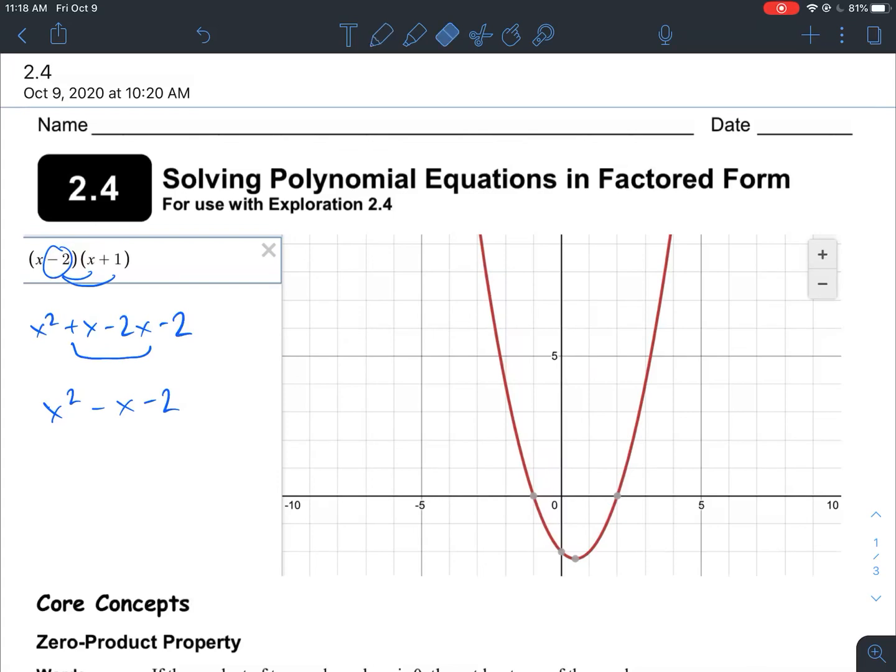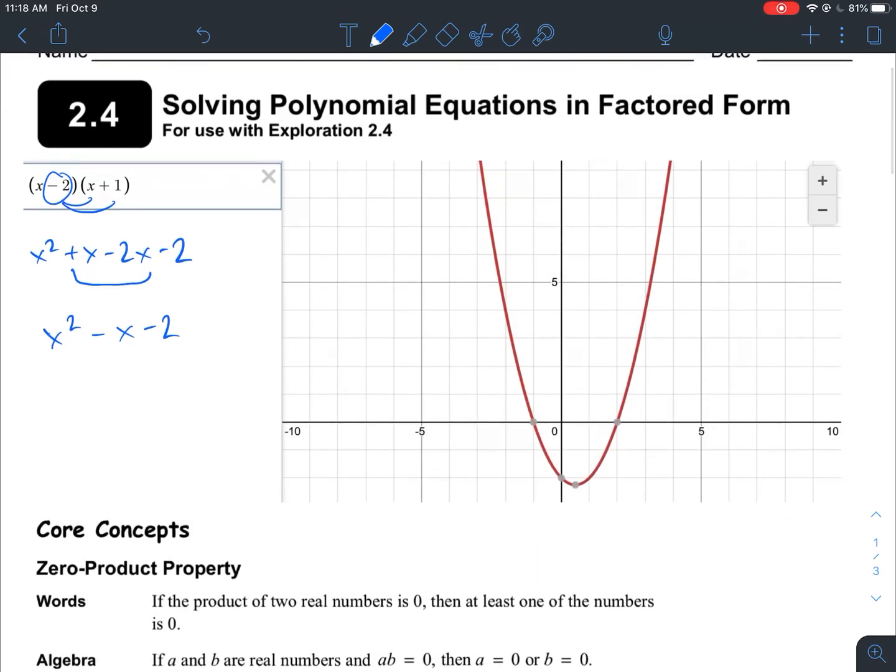If I were to graph this, this is what my function will look like. This is what this type of polynomial looks like, a U-shaped function. Okay? What we want to know about this function is where it crosses the x-axis. This will be important as we keep going with this lesson, and you see that we cross the x-axis 2 times.